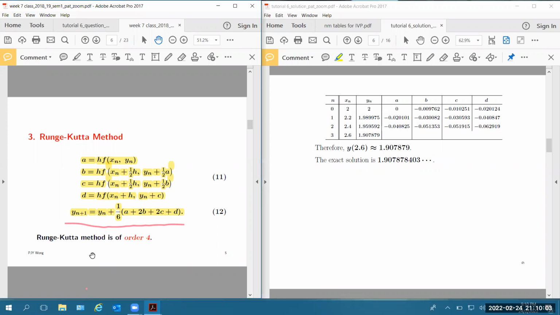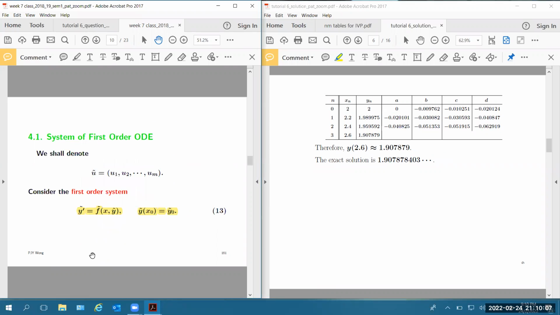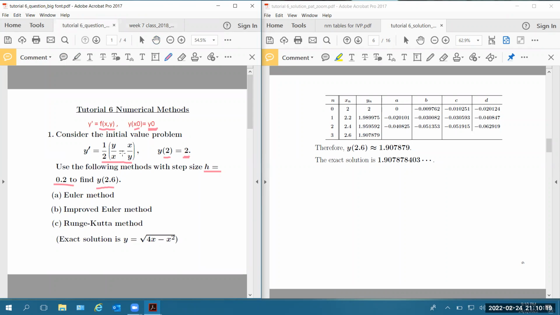Let's look at the summary first. So far our problem is just to solve one equation. You see, we just consider one differential equation only, one initial value problem. How many differential equations are there? Only one. So very simple.